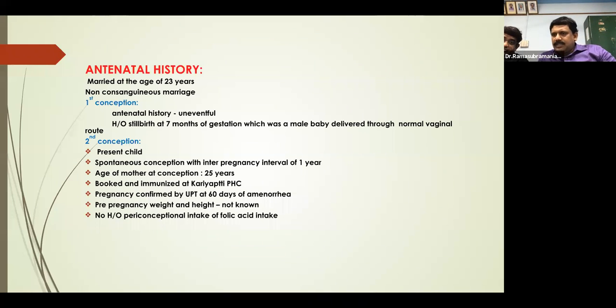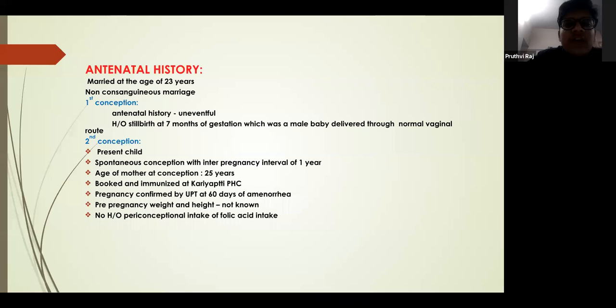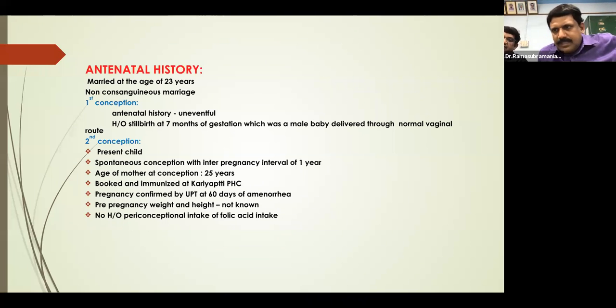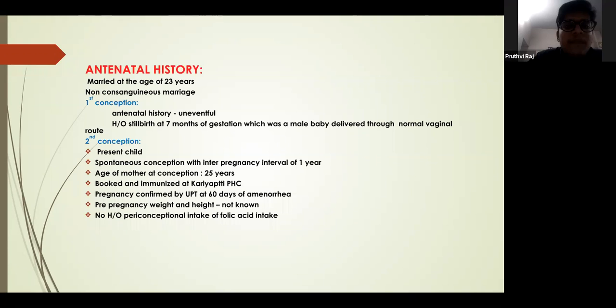At the first conception, first delivery, it may be due to cervical incompetence. Some anatomical issues in the uterus or in the cervix, some bifid uterus or other cervical and uterine anomalies. Uterine anomalies, cervical incompetence, accepted. Next, previous history of preterm labor is also a risk factor for the next pregnancy to have a preterm.